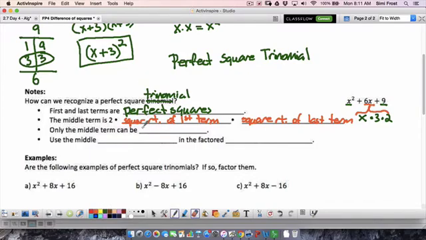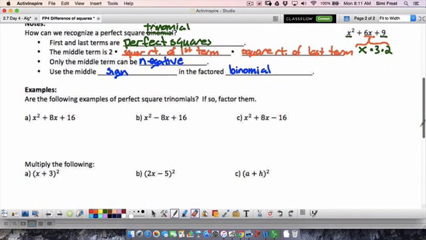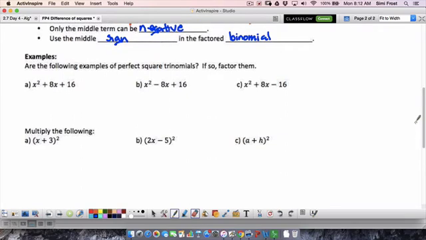Okay, only the middle term can be negative, and we'll explore that in a little bit, but only the middle term can possibly be negative. And you're going to use the middle sign in the factored binomial. Okay, so whatever the sign is here is what's going to end up in your parentheses in the end, and we'll give some problems a try here so you can see what that looks like.